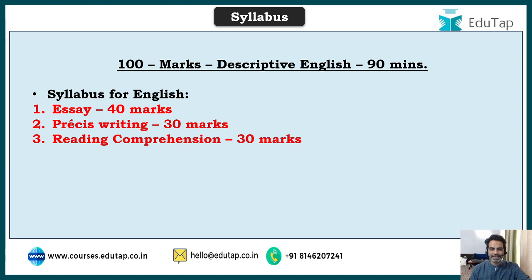So first of all, let's understand the syllabus of the paper, guys. Now this paper is for 100 marks, that is 50% of the weightage of phase 2. And guys, you will have 90 minutes and you will have 3 questions to write on. So first question would be your essay writing, which will take a lot of time, and it holds 40 marks out of 100. Second, you will be given a passage to frame your précis, that is 30 marks. And third question could be reading comprehension, that is also for 30 marks.